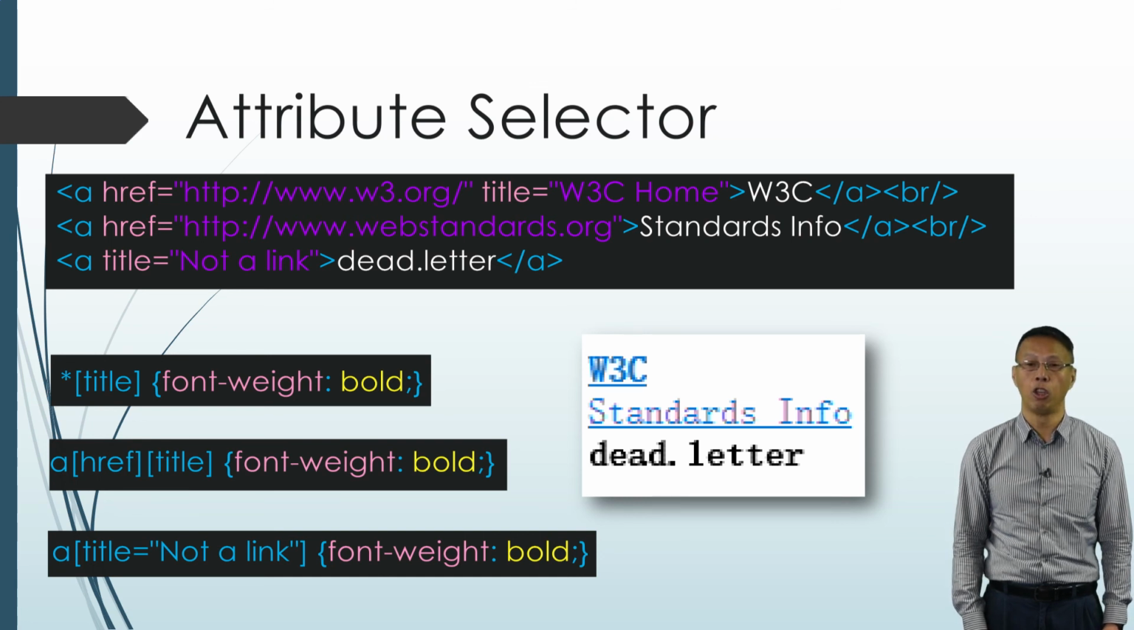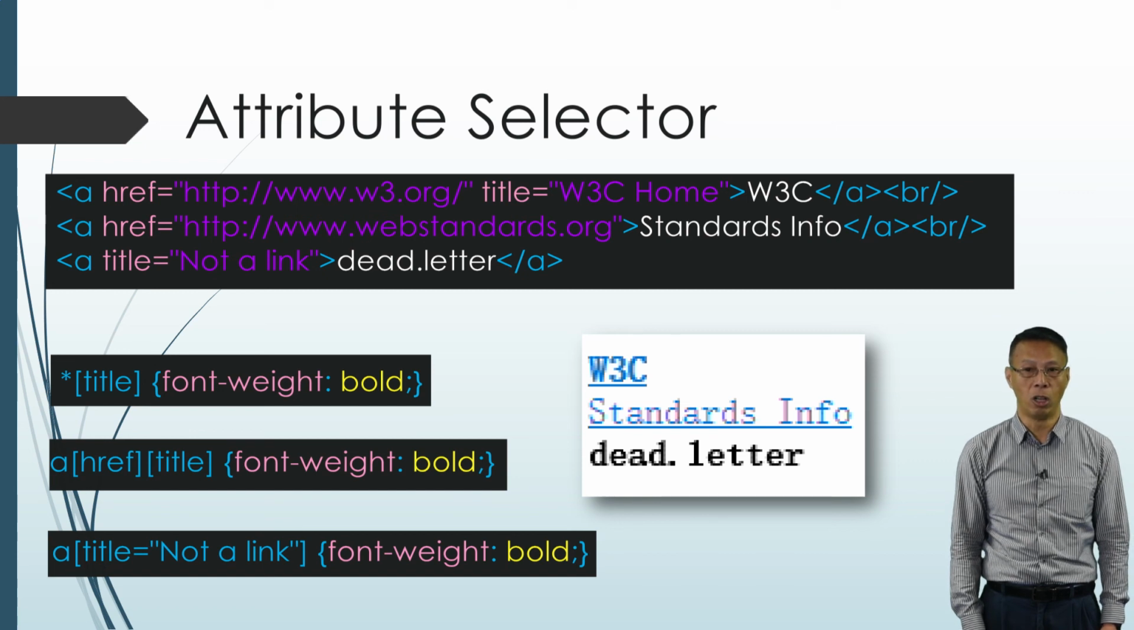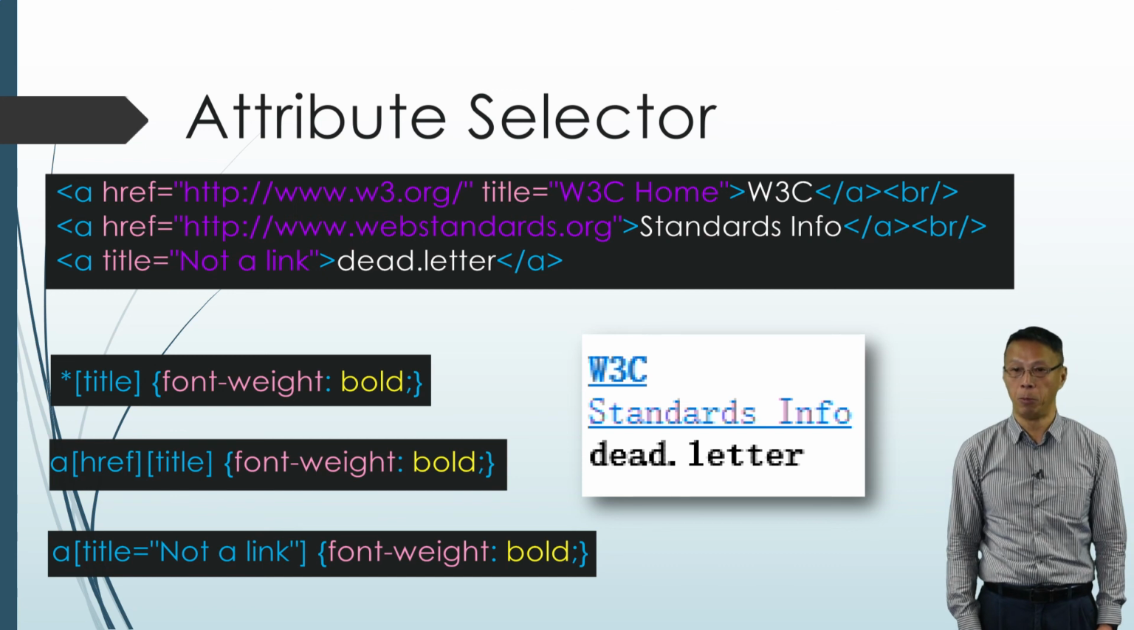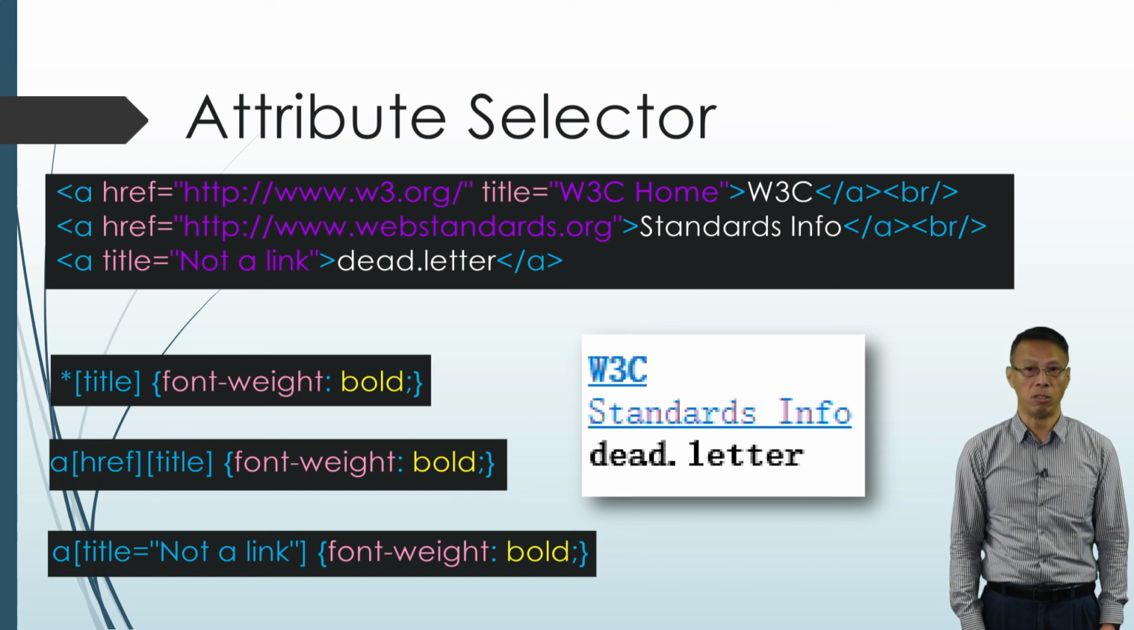Take a look at the third rule here. A title, not a link. So at the time that the A element has attribute title with the value not a link, then this rule will be applicable. Then this rule will be applied to the third line of the source file.